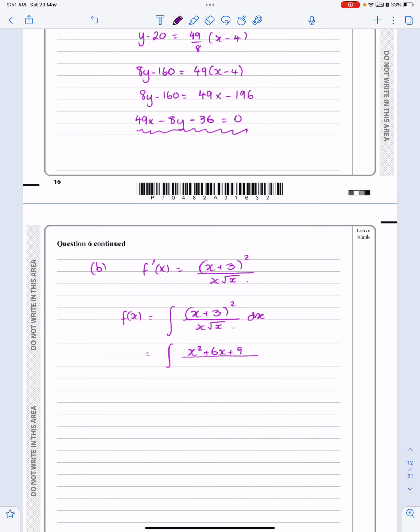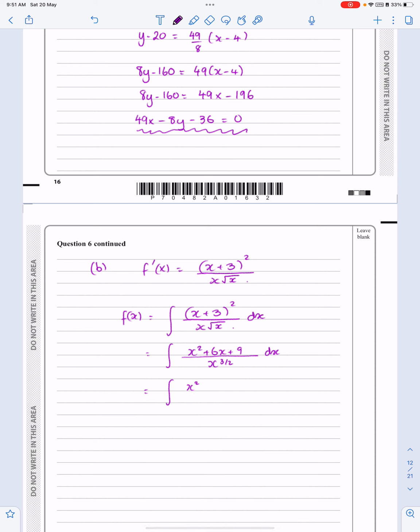And x times the square root of x is x times x to the half, and then you add the powers. So that becomes x to the 3 over 2 dx. Still can't integrate it. This is a good idea about keeping this integral sign in, is I'm making it clear to the examiner I haven't started yet.